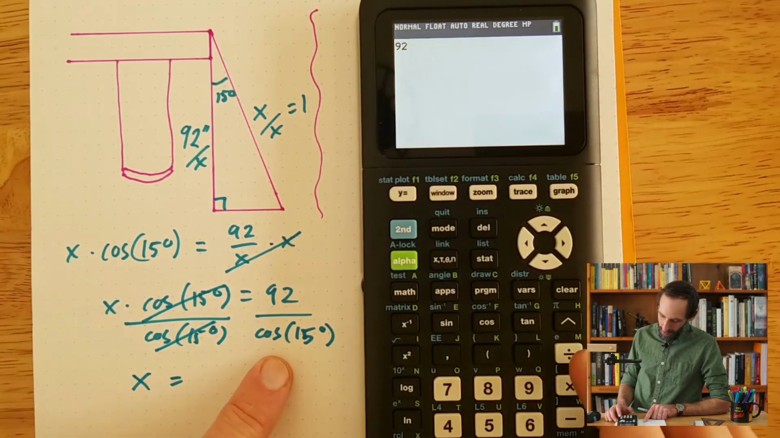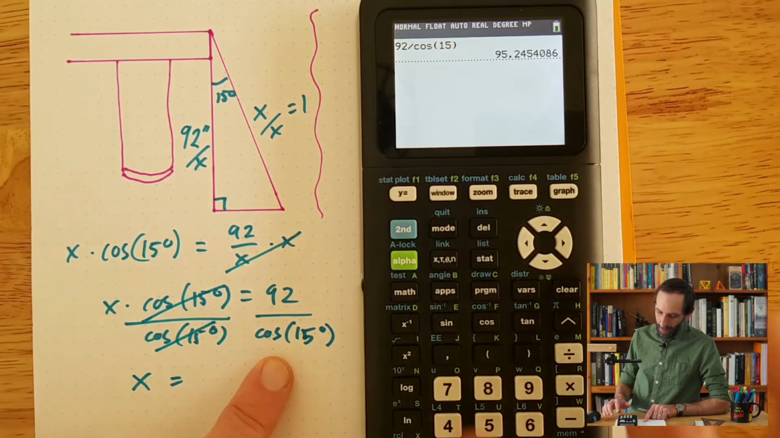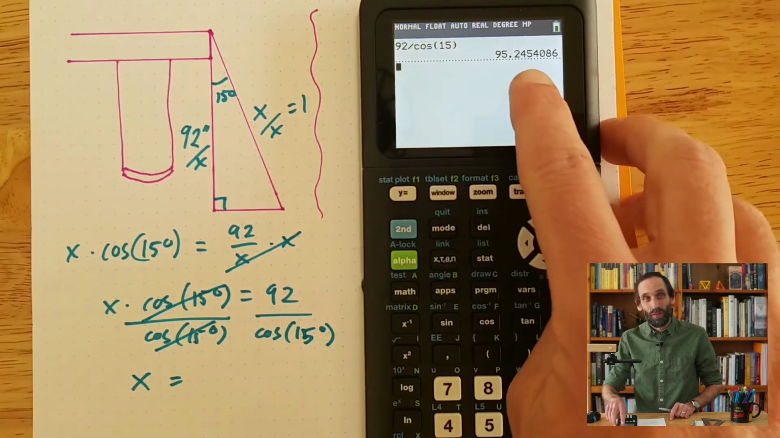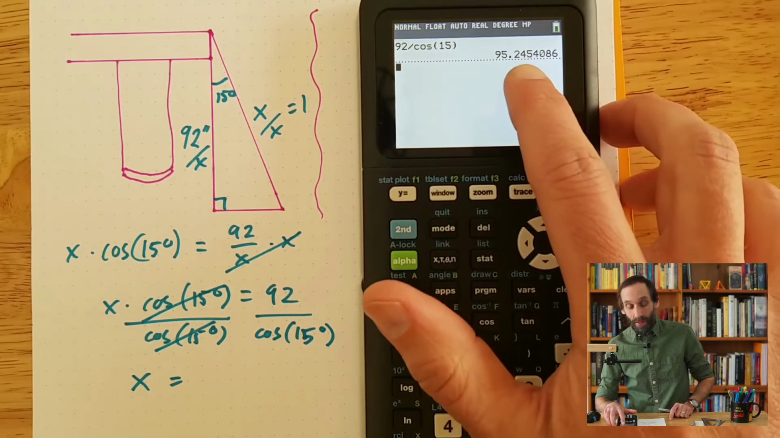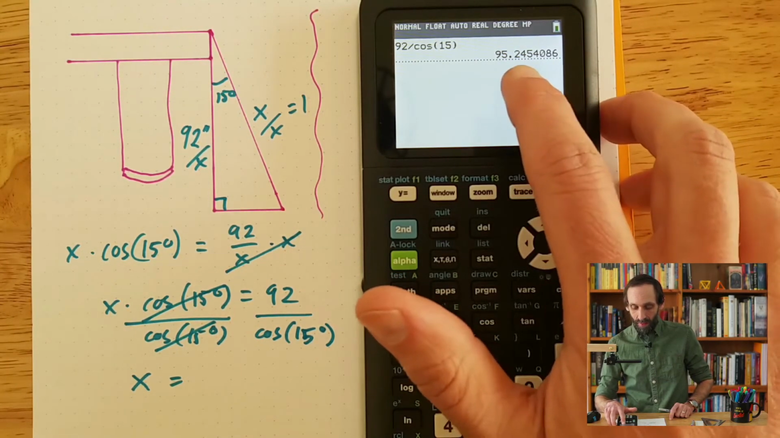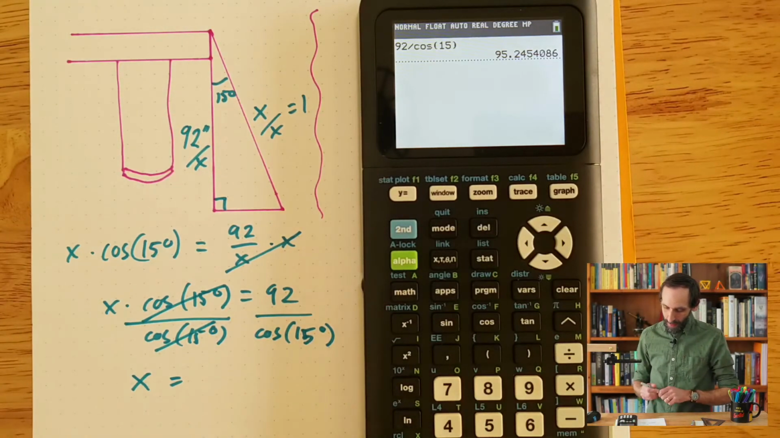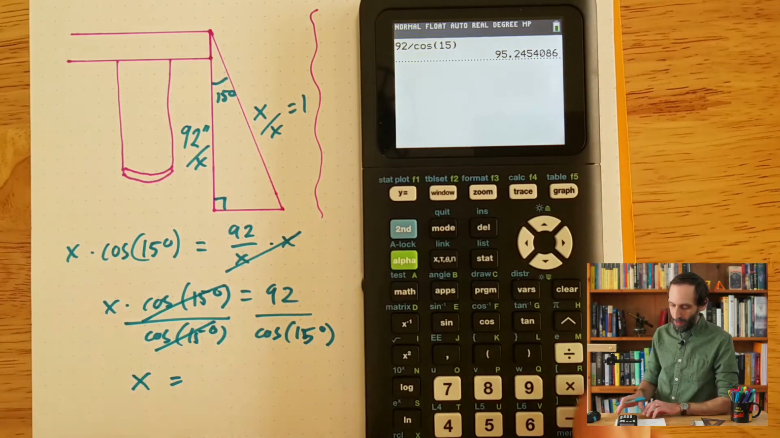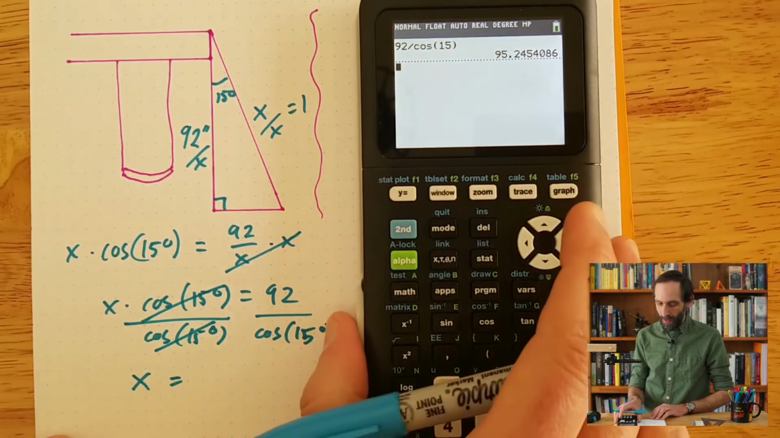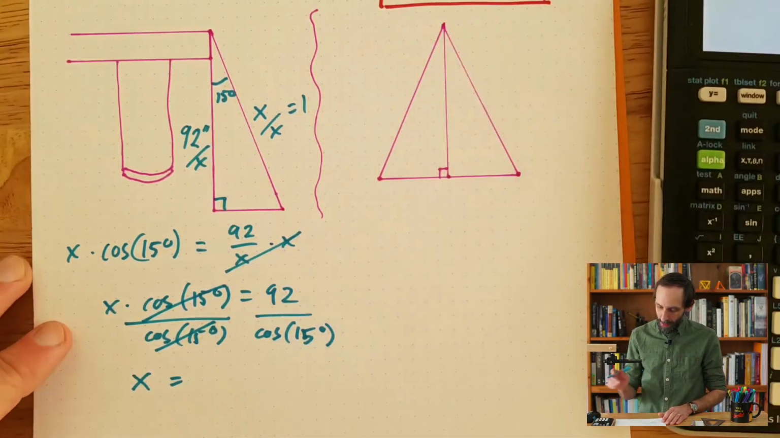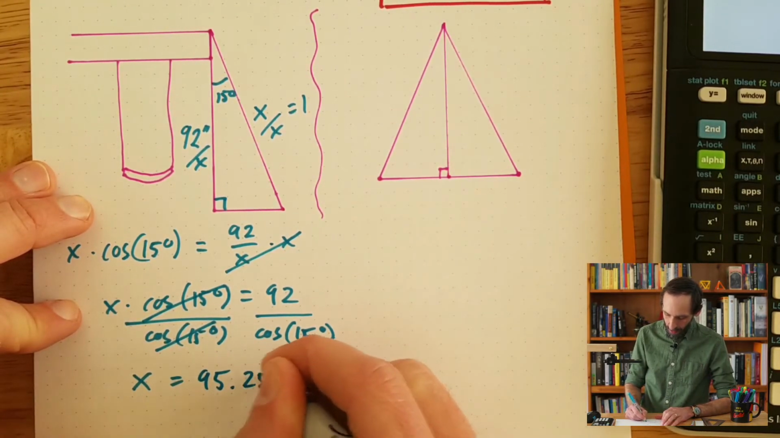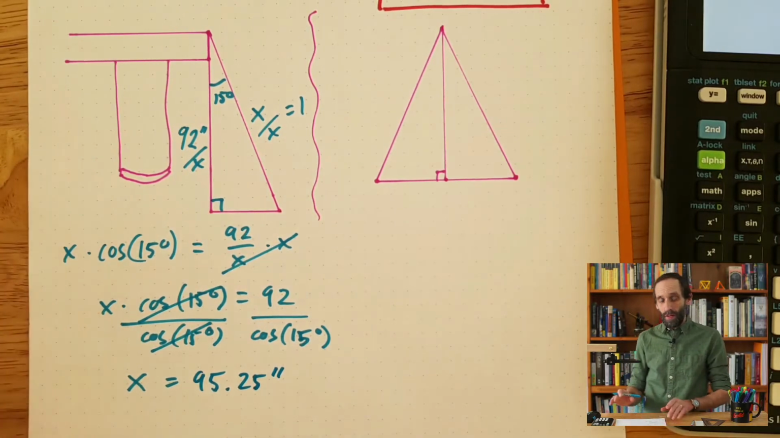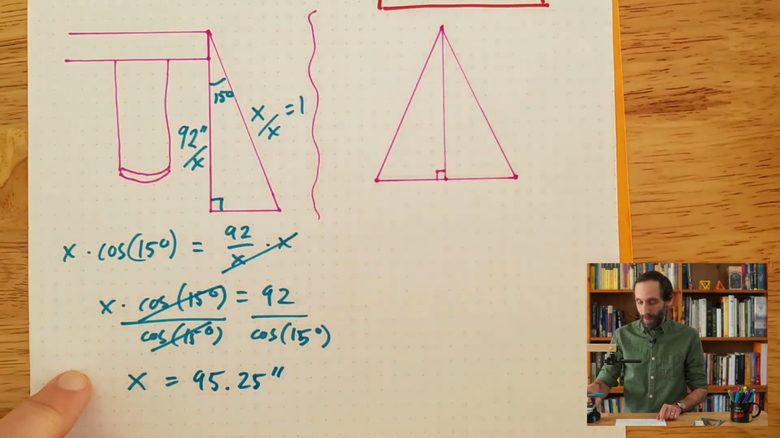So we'll type in 92 divided by the cosine of 15 degrees, and I get 95.24. I'm going to round this, in fact, 95.245. If I round this off to the nearest hundredth, it actually does give me 95.25. So I'll round that off, and that gives me 1/4 of an inch, which is an easy measurement with the measuring tape that I'm using. So we get 95.25 inches.